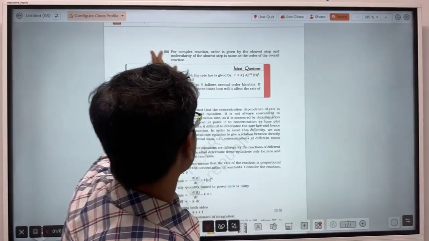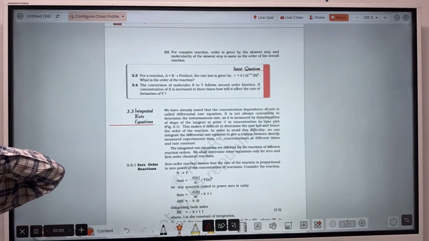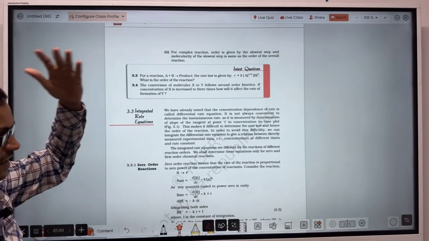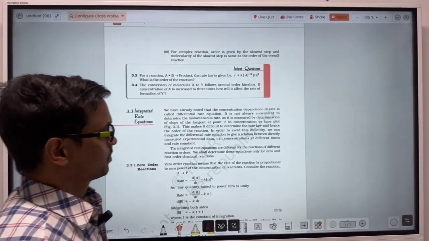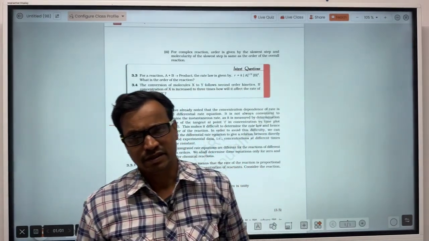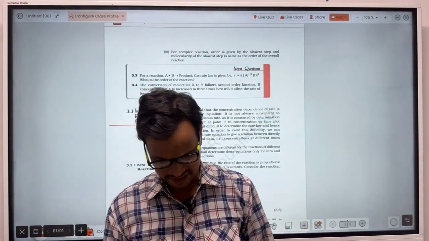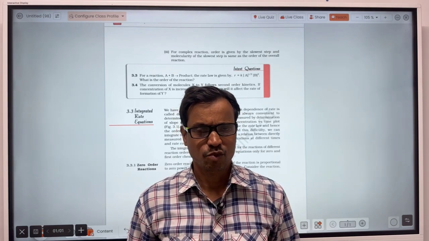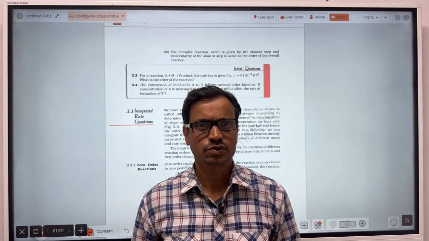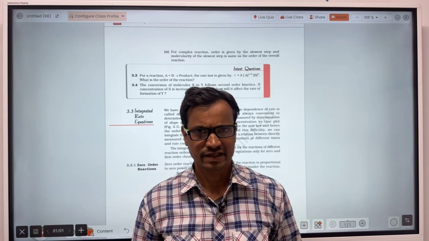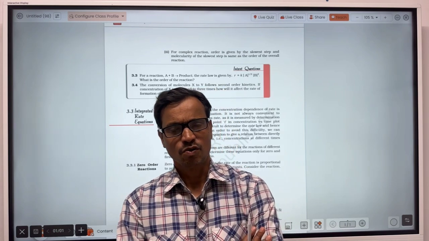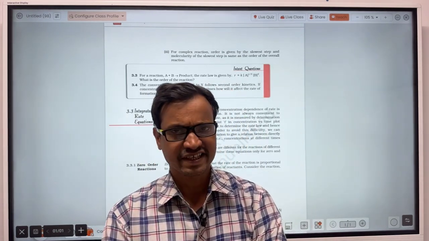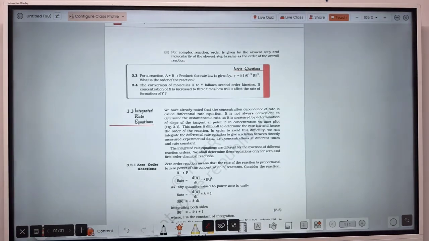You should keep these points for the 1 mark question. These days, MCQ questions are also asked in the 12th board examination. So keep in mind that a complex reaction is a reaction which takes place in 2 or more than 2 steps, that is more than 1 step. In a complex reaction, the order of reaction is the molecularity of the reaction in the slowest step.